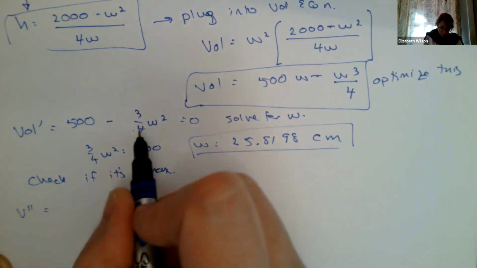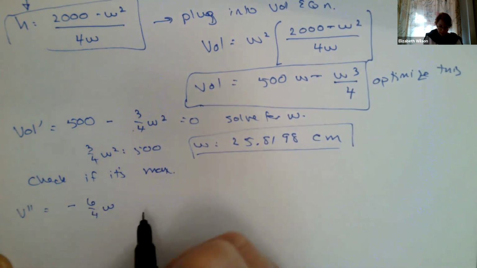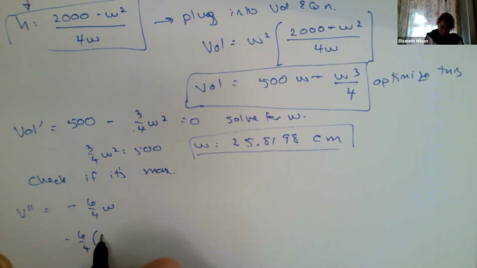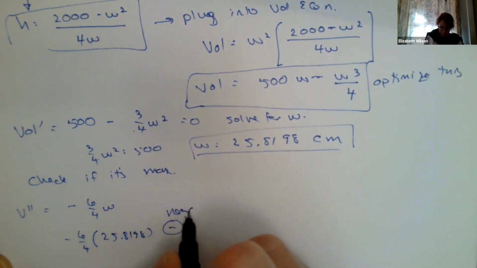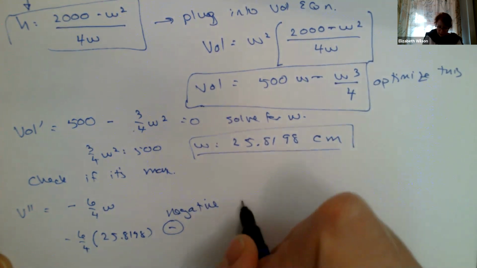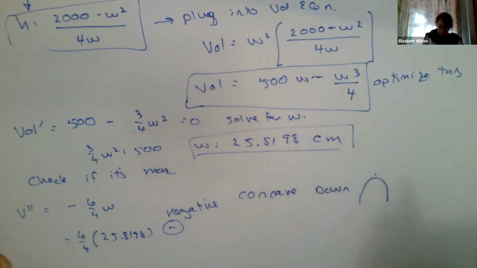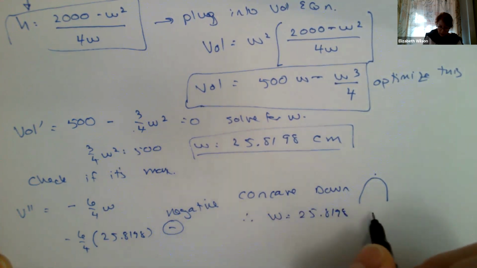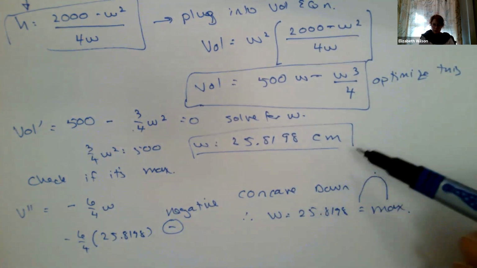So I got, this was equal to minus 6/4 times W, right? And if I plug in minus 6/4 times 25.8198, it's negative. All right, we can see it's going to be negative, but it helps to actually do it. So it's negative. Negative means it's concave down, right? Like this, which means that we're dealing with W equals 25.8198 equals a max. Okay, you have to do the check. It's not enough to find it, otherwise it's just a critical point.